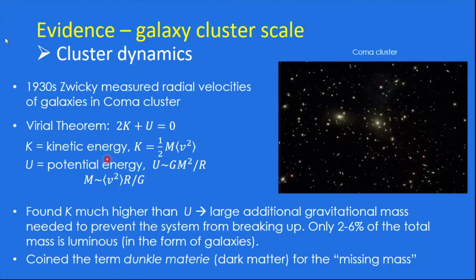However, Zwicky found that the total mass is far exceeding the luminous mass in the form of galaxies. The kinetic energy was much higher than the potential energy. So the galaxies in the Coma cluster simply moved too fast that they could fly apart. Therefore, a large additional gravitational mass is needed to prevent the system from breaking up. And it was Zwicky who first coined the term dark matter, or Dunkelmaterie in German, for the missing mass.